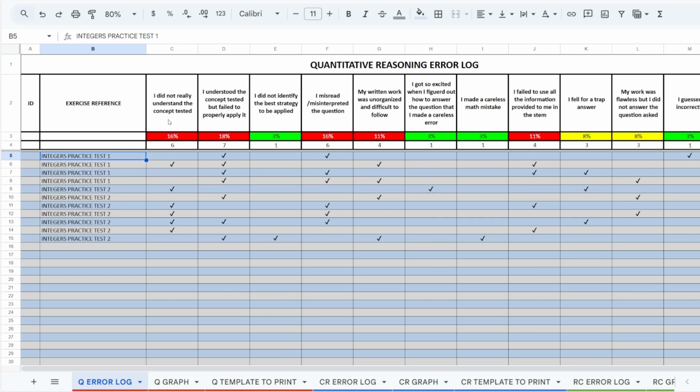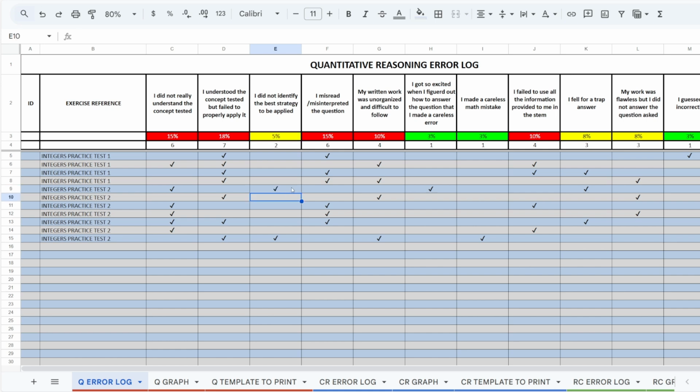Next, the template provides a series of columns that represent different types of mistakes. These may include, for example, not really understanding the concept being tested, understanding the concept but failing to apply it correctly, choosing an inefficient strategy, misreading or misinterpreting the question, making a careless arithmetic mistake, falling for a trap answer, or spending too much time on the question. For each question you log, you simply tick all the boxes that describe what went wrong in that particular case.